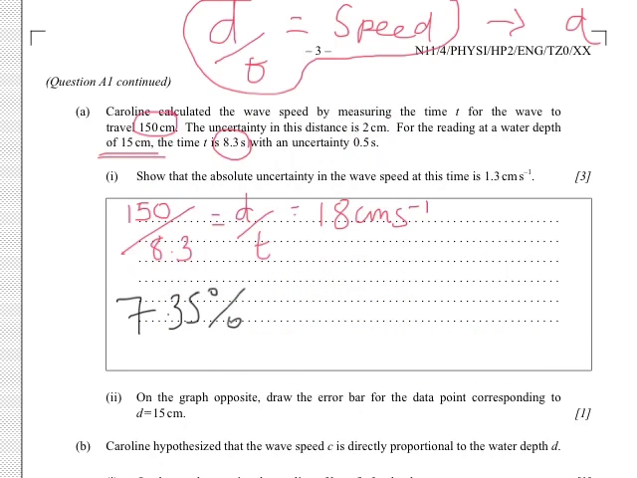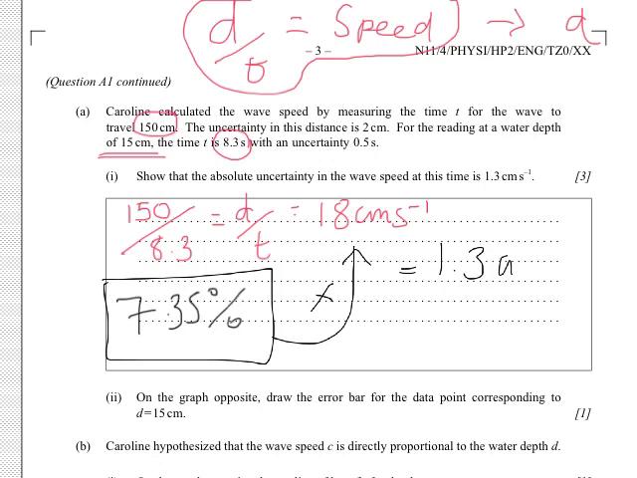So the last part is simply to work out 7.35% of 18. You plug those values into the calculator and you will get 1.3 centimeters per second. And now is where you try and round up to the best and most appropriate significant figures, which is 2.